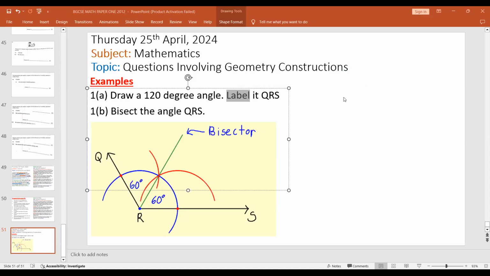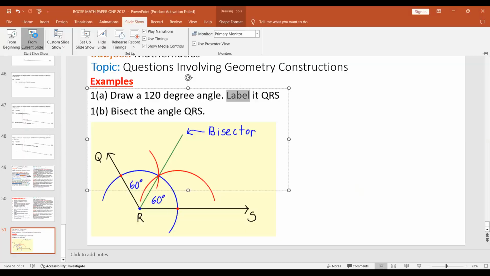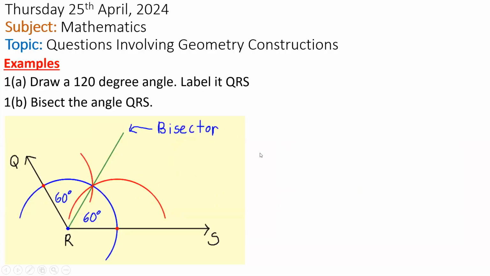Where's Akiro? Akiro, are you there? Where's Akiro? Yes, sir. Where's your notes? It's still right now, so I just arrived. Did you send your notes from yesterday, Akiro? Yes, sir. Okay. I need you to send this one. Do you understand how we bisected this angle? Yes, sir. You do?